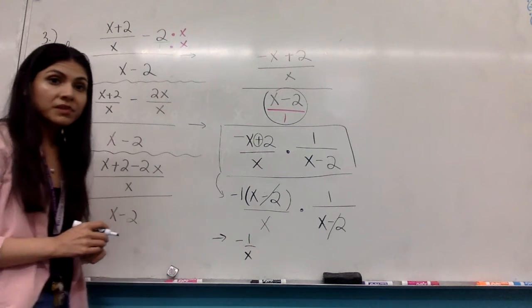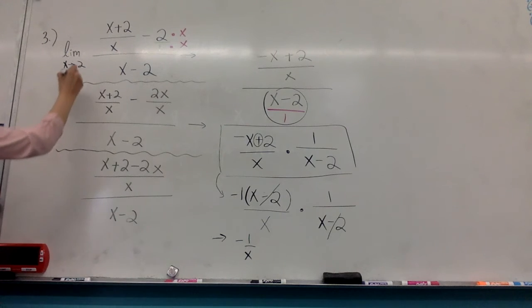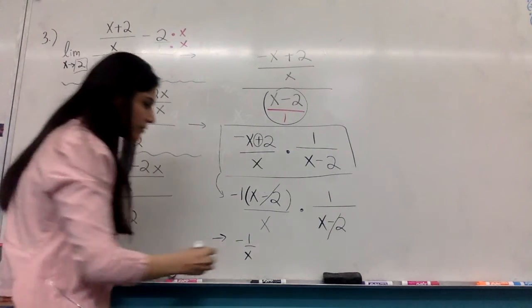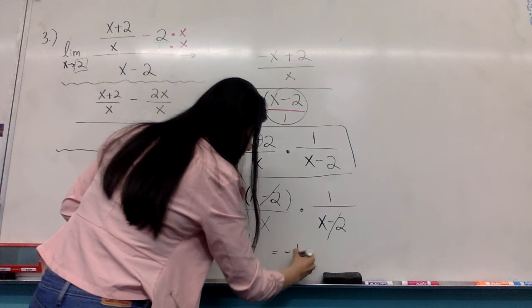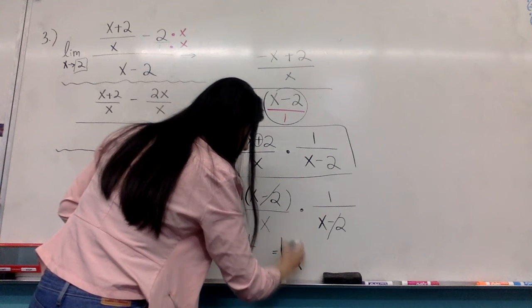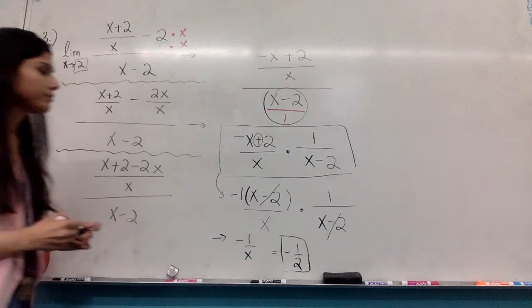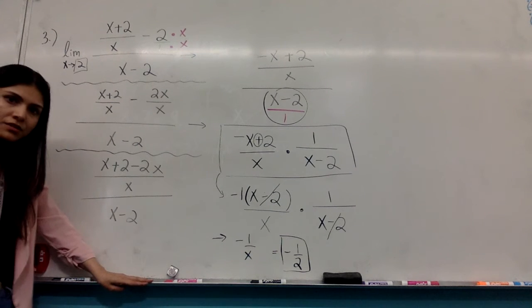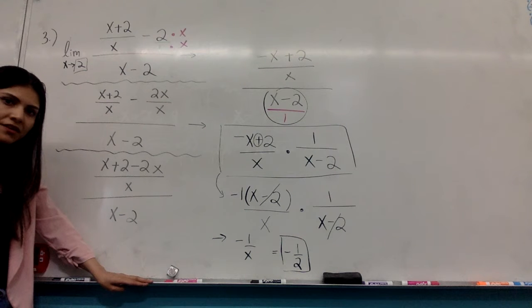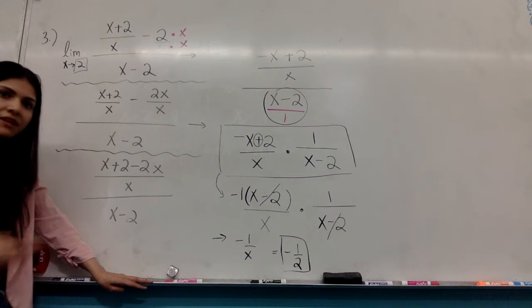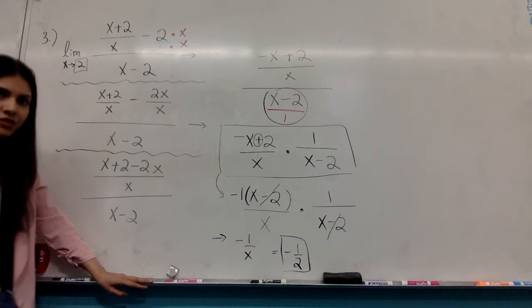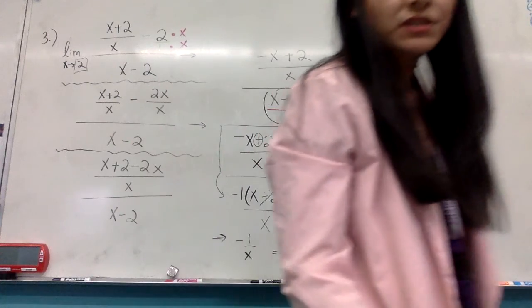Basically now we are ready to plug in the forbidden number, which was 2. Now we plug in 2, so our limit is just negative 1/2. And that's the end of this problem. So yes, most of this was just combining fractions, but then there was that last little tricky step, which was factoring out a negative 1 so that we could cancel out tops and bottoms of a fraction. That was the tricky part of this problem.